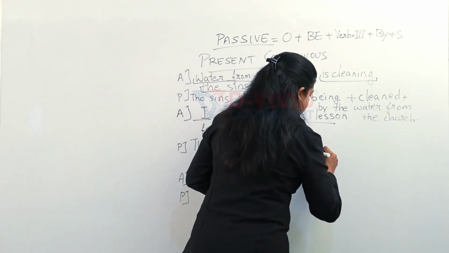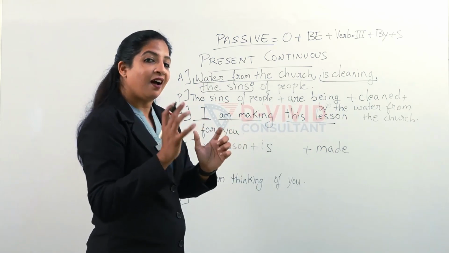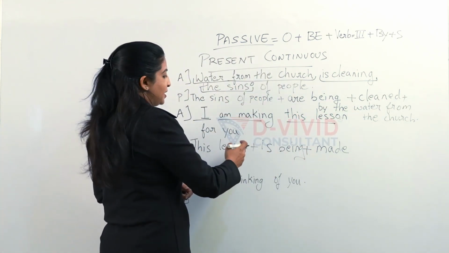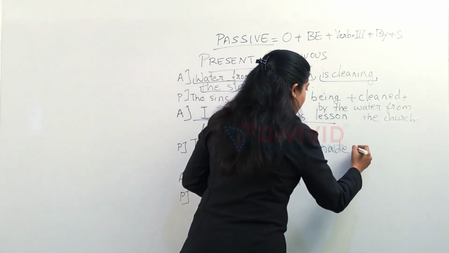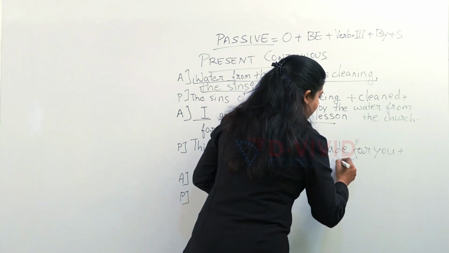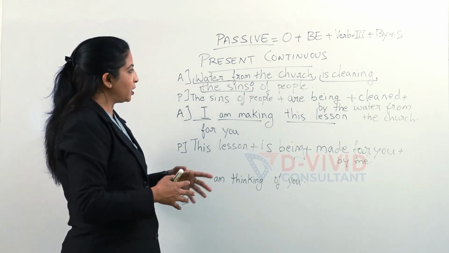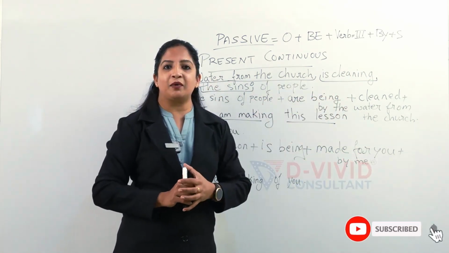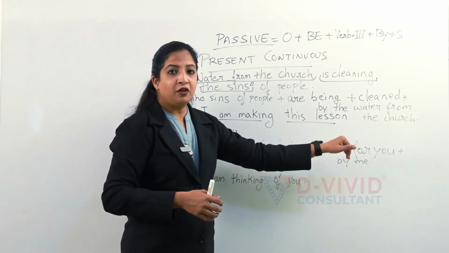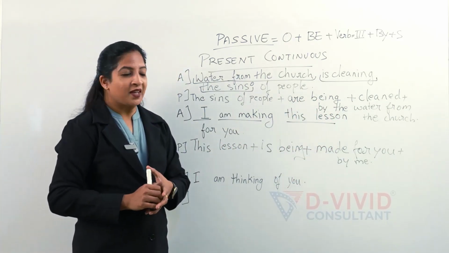Now what is the third form of make? Made. And what are we missing? We are missing the ing form. So this lesson is being made, I can say, for you, by me. Now while you're actually writing, you don't have to put this plus sign in between. I have just put them to have a little bit of separation from each word to make you understand how it should look.